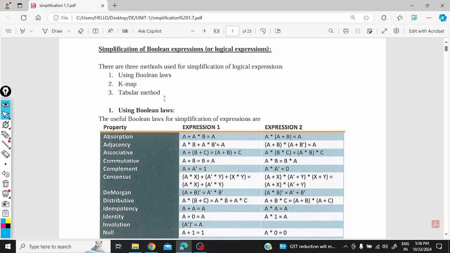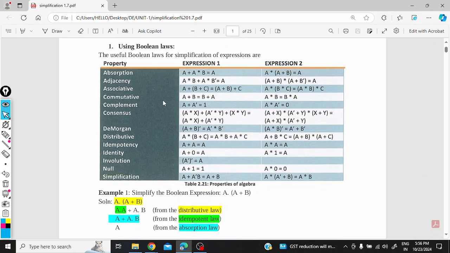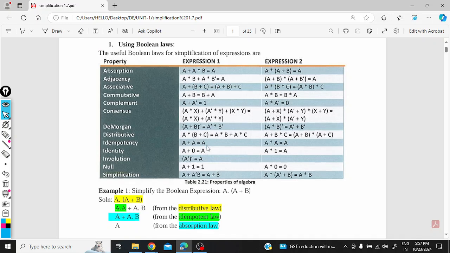Now, Boolean laws means we have already seen some of them: the absorption property, associative property, commutative property, complement property, De Morgan's law and distributive law in the previous sessions. Using those expressions we are going to solve these problems. Now see here, we'll see one example.